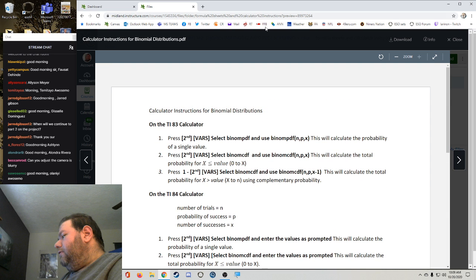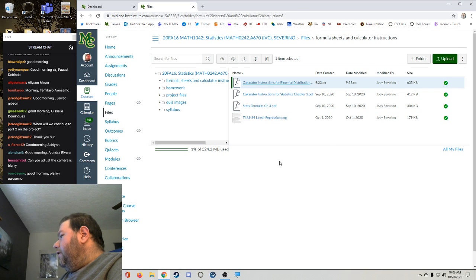Yeah, my writing was not entirely clear there, but that file is already in the files. I added it to the same folder with the formula sheets and the calculator instructions, so that's right there. I'll make sure I include it with the exam, like in the instructions. I'll make sure that's included kind of as a formula sheet, but you know, it's more instructions on how to do it. Okay.